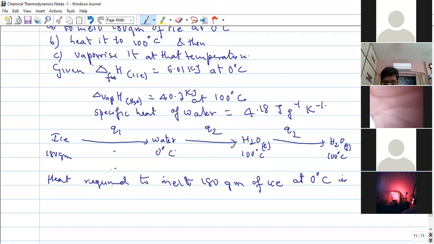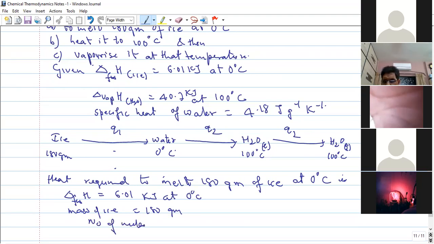You are given latent heat of fusion. You are given latent heat of fusion, उससे ही निकालो। लेटेन्ट हीट ऑफ फ्यूजन कितना 6.01 किलो जूल्स एट 0 डिग्री सेल्सियस। ये इससे यही वैल्यू से निकालो। यू आर गिवन मास ऑफ आइस 180 ग्राम, therefore number of moles of ice 180 upon 18, that is 10 moles.